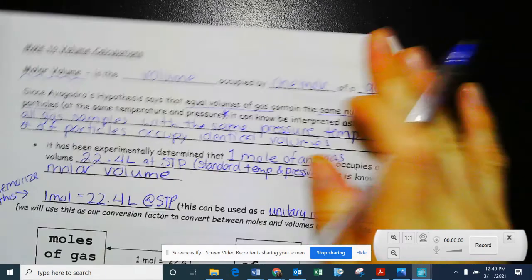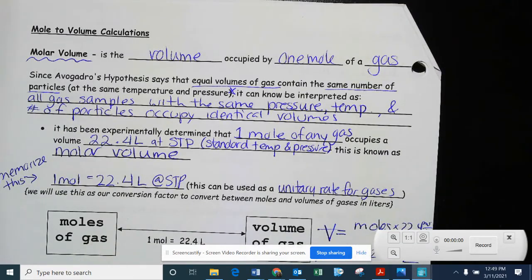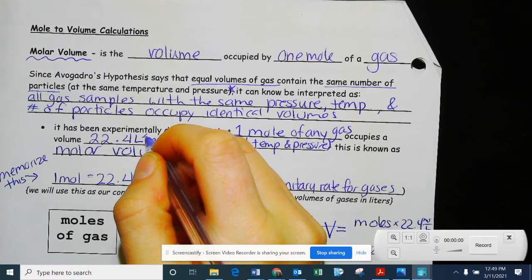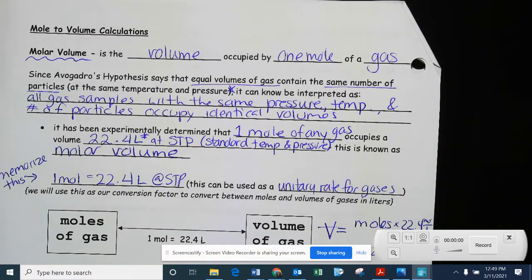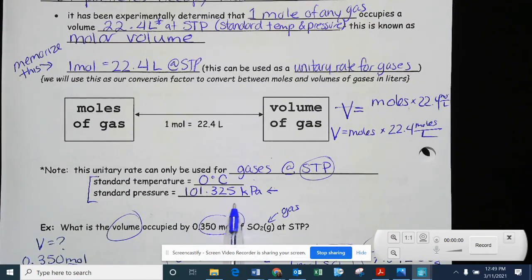And then we talked about volume as well. So the volume of 1 mole of gas, and I guess you all have this out in front of you, the number, again, is 22.4 liters at standard temperature and pressure. So at standard temperature and pressure, being 0 degrees Celsius and 101.325 kilopascals, 1 mole of gas occupies 22.4 liters.